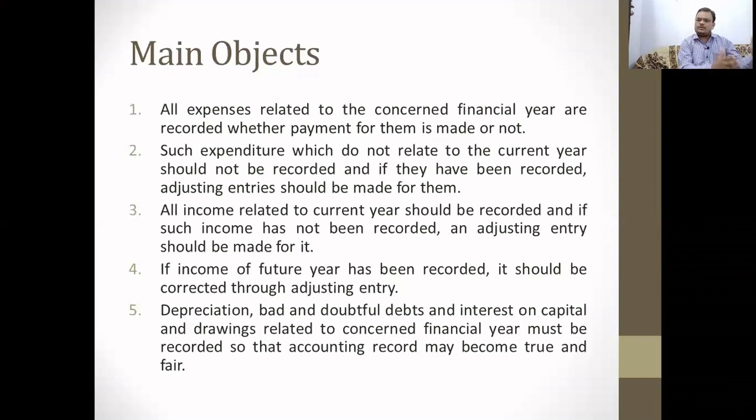So when you show salary in the profit and loss account, you have to show salary xyz sum of the amount and add outstanding salary xyz sum of the amount, and the total salary will appear in the profit and loss account, which is called net salary. Okay, so this is called the first object of preparing adjustment entries.